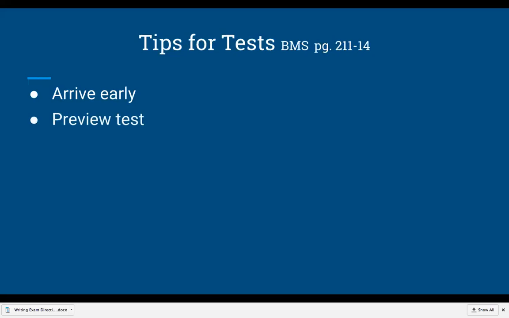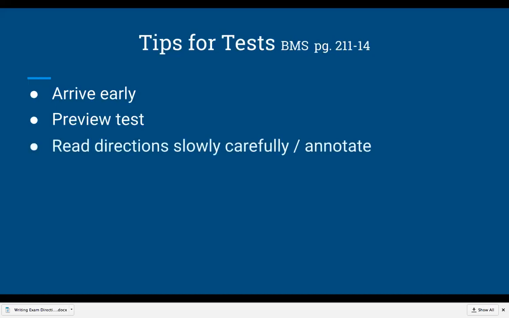Another tip for taking tests is to preview the test. It's a little more difficult with an online test than it is in a face-to-face test, but any chance you get to preview the questions of a test, you want to take that opportunity. Also want to read the directions slowly and carefully, looking for all the guidelines, making annotations or notes of anything that you need to remember as you're testing.